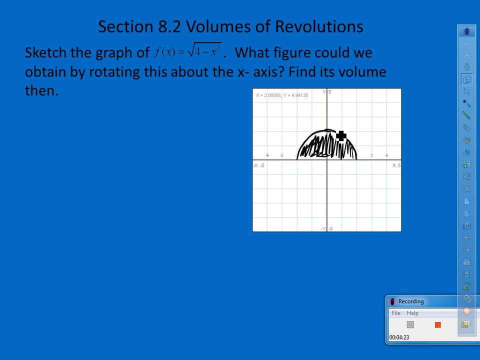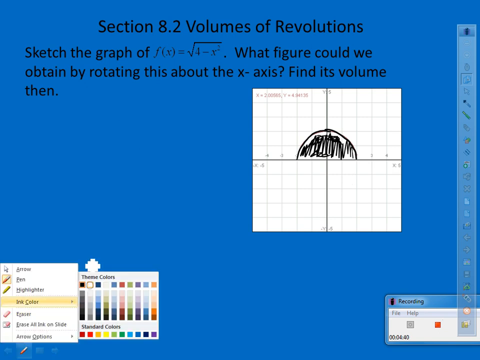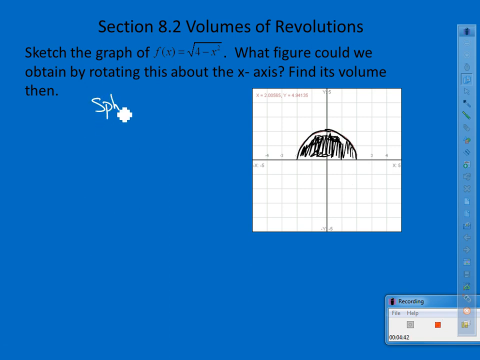And then I'm hoping you could visualize the figure that you would get once I start spinning this about the x-axis. If I start spinning this about the x-axis, I'm going to get something that looks like a baseball or a softball, volleyball, something like that. So once I start spinning that about the x-axis, I'm going to get a sphere. Well, a sphere, that's the easy part. The volume of the sphere is 4/3 pi r cubed.